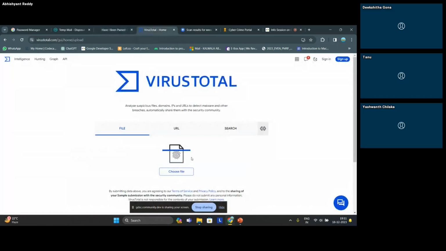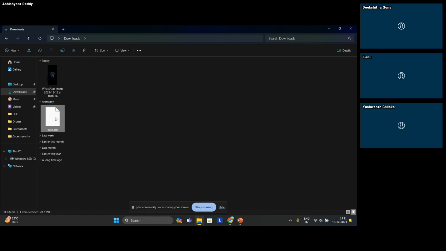And another website is called VirusTotal. I'll be sending you all the links in the chat. This is a very good site. It has many antivirus software in it. For example, I have this APK file, an APK of Spotify, which we install.